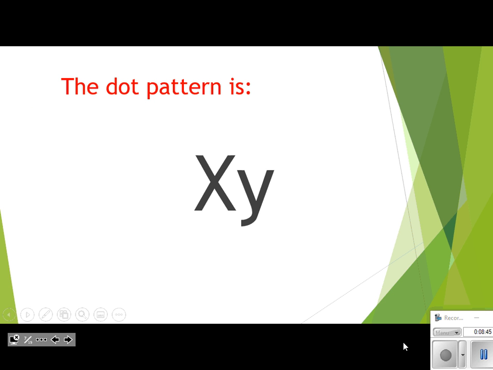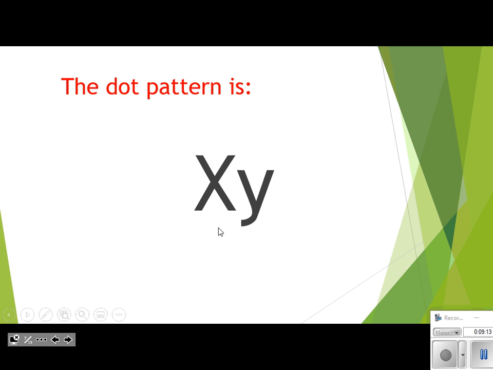Let's talk about now how we're going to do this dot notation. So what I have up here, XY, this XY right here in the middle is just symbolizing the symbol of an element. We don't have an XY on our periodic table, so it's a made up symbol.